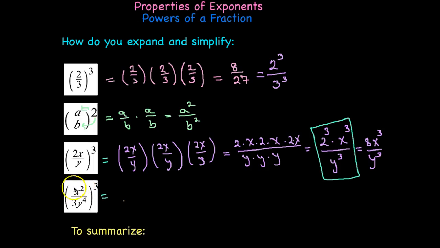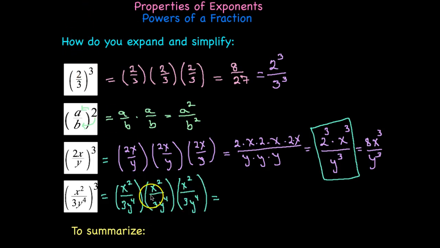So I have 3 of these, which means I have x squared over 3y to the 4th 3 times. Now if I wanted to, I could expand this even more. So I have x squared, which means I have x times x. And then times another x squared, which is another x times x. And once again, for the last one, x times x. So I have expanded my numerator completely.